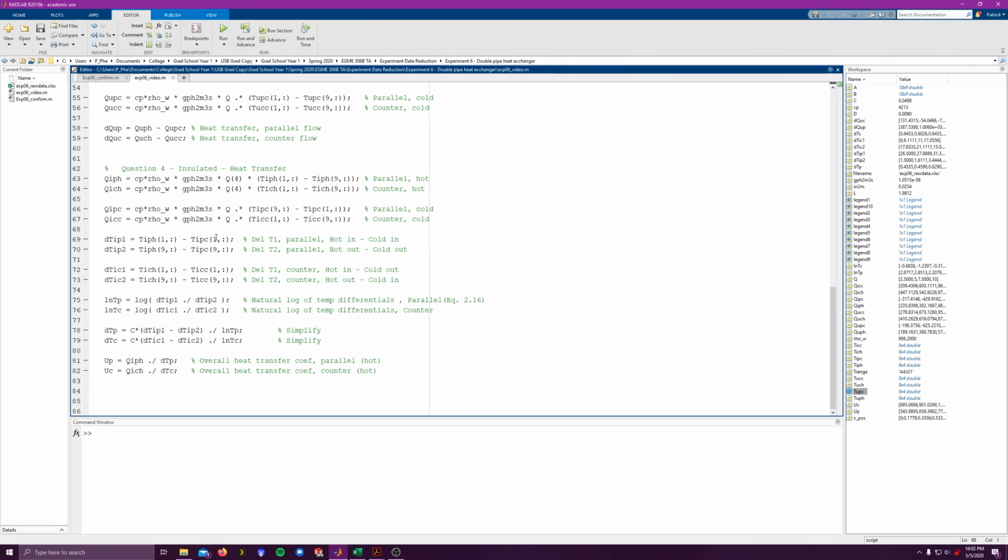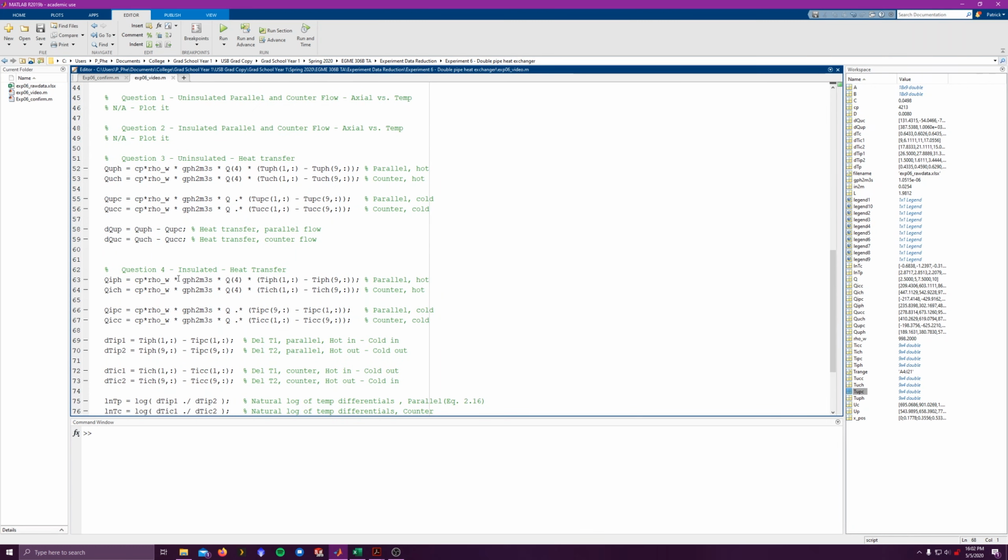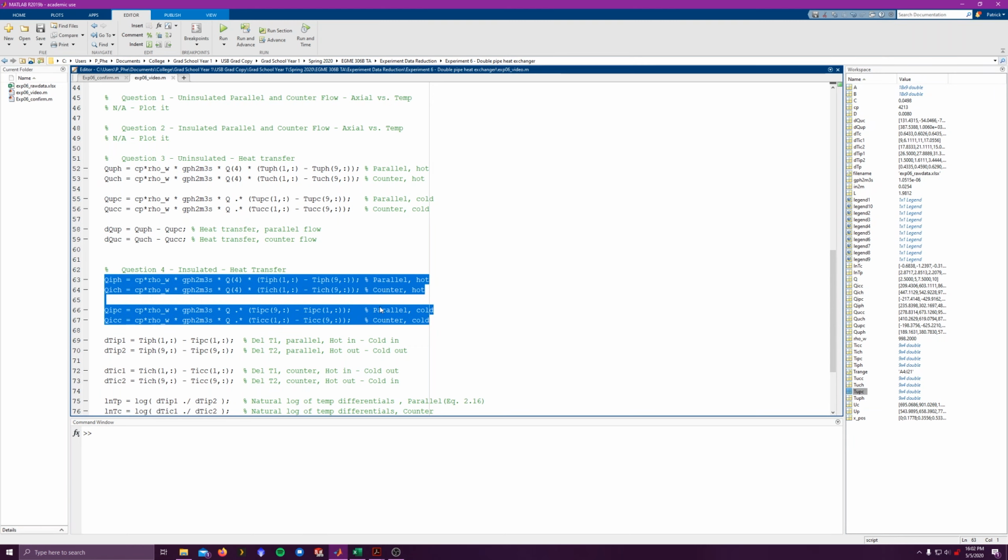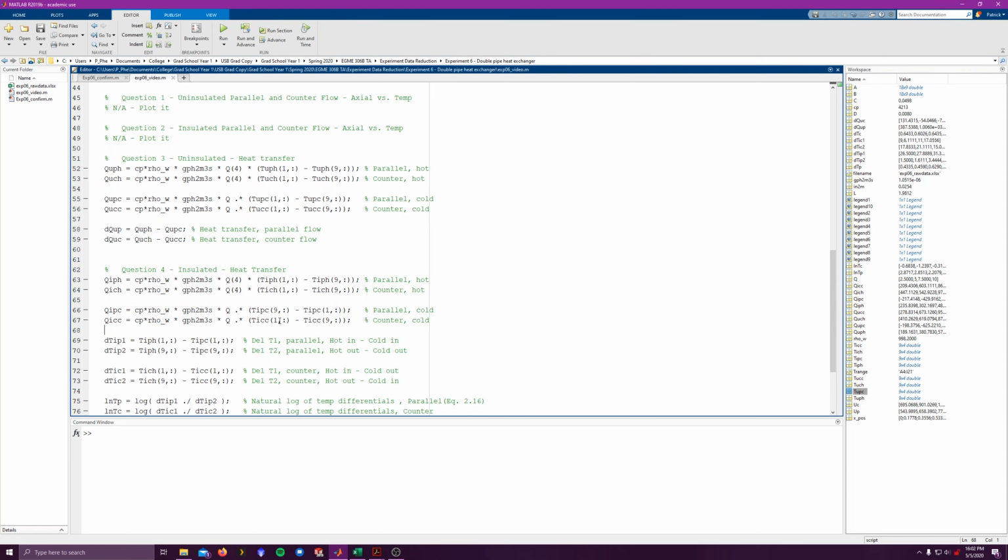Now for question 4, the first part we're calculating Q.H and Q.C. That's all in this part. It's the same logic that we applied up here. This should be 1 minus 9. It's that same logic that we applied up here.